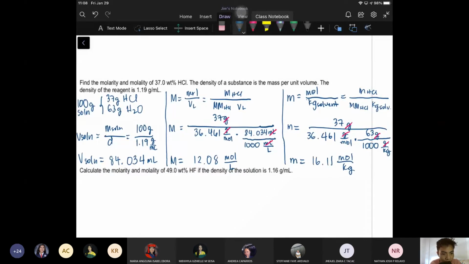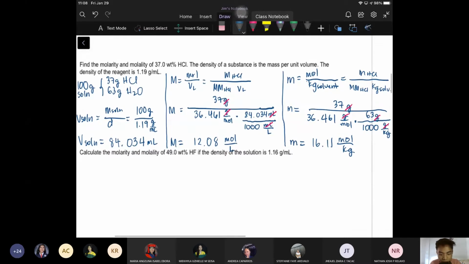Okay, now if you have questions, you can drop your questions sa chat box natin, no? Okay, or you can raise your hand. Pero for the meanwhile, since okay pa naman ata kayo, I want you to solve number 4, itong nasa baba. Number 4 asks us to convert 49% weight of HF.